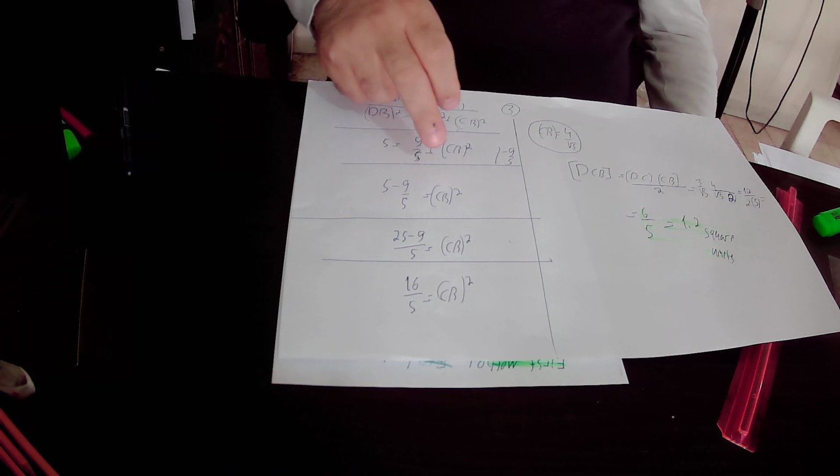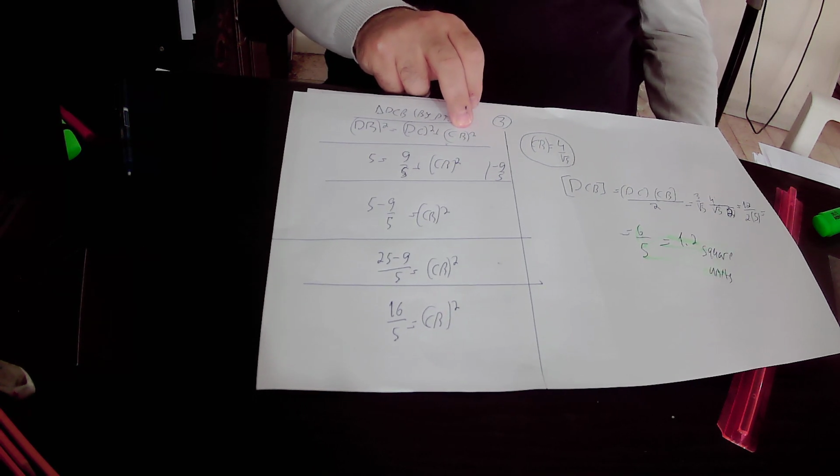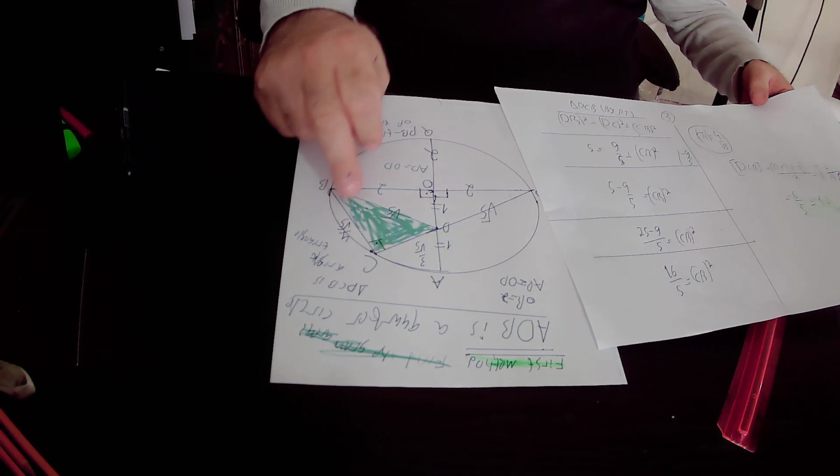We took the square root of this equation and found out that CB equals the square root of 16, that is 4, over square root of 5. So in conclusion, CB equals 4 over square root of 5.